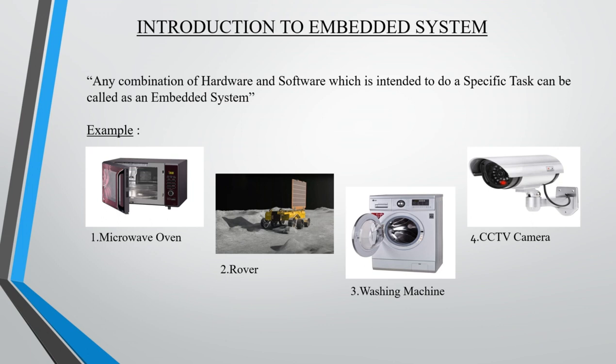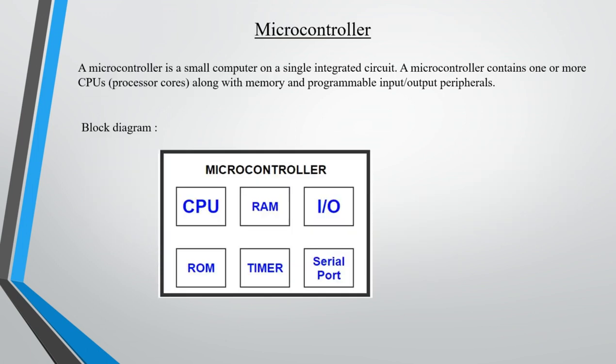Now I'm going to tell you about the introduction to embedded system. Any combination of hardware and software which is intended to do a specific task can be called an embedded system. I would like to give you four examples: microwave oven, rover, washing machine, and CCTV camera. We use a microwave oven for heating food, and a rover to transmit information from space. The washing machine is used to wash clothes, and the CCTV camera is used for monitoring some particular thing.